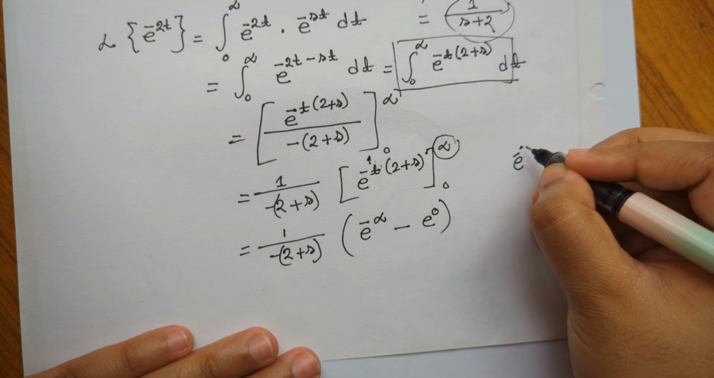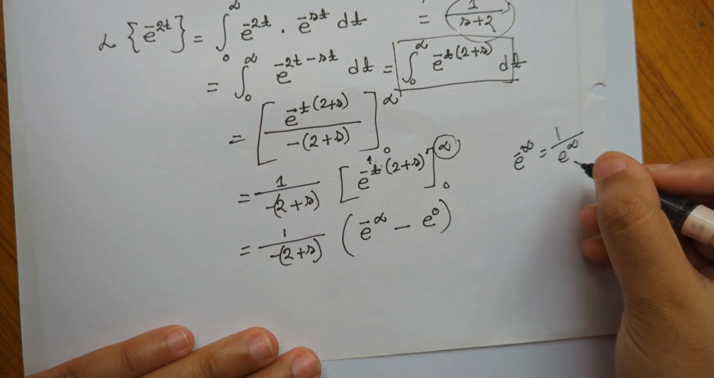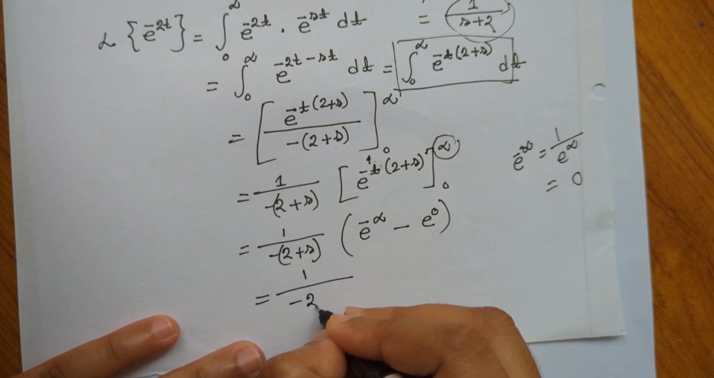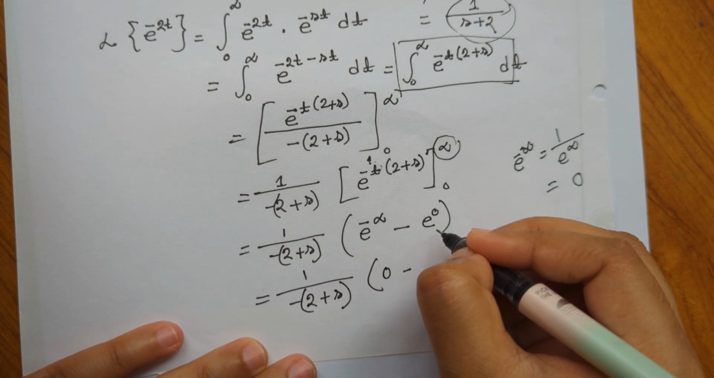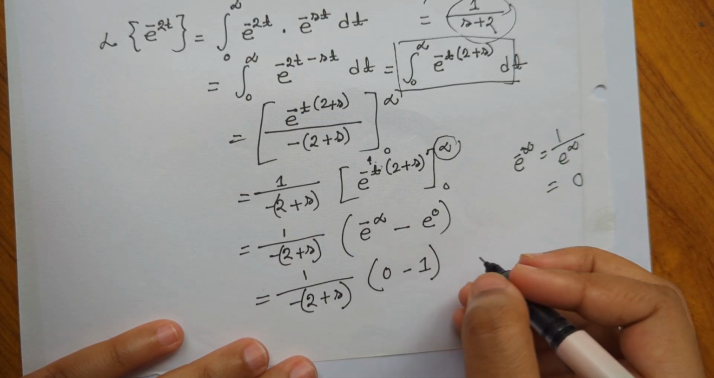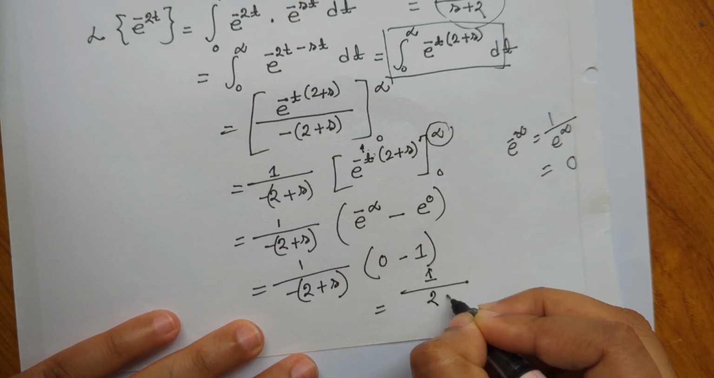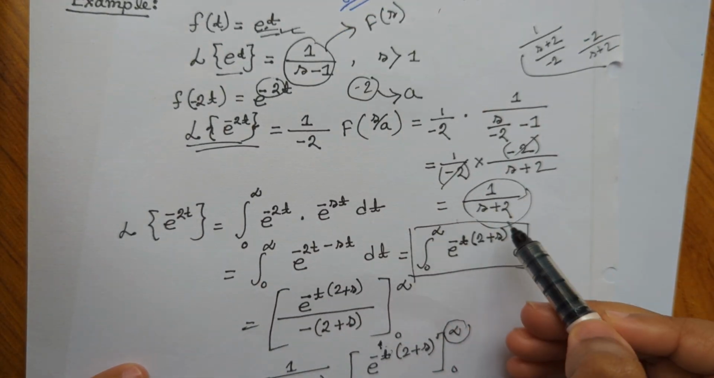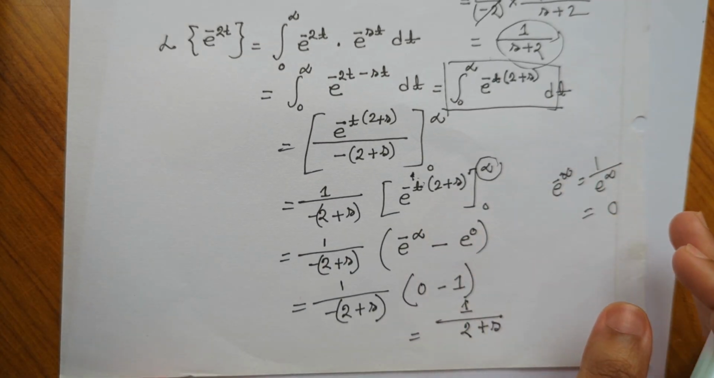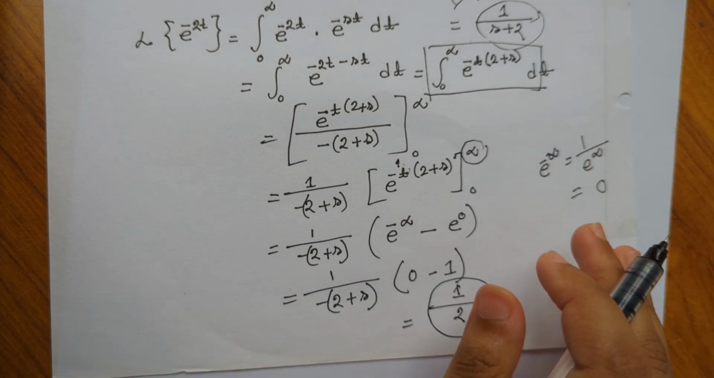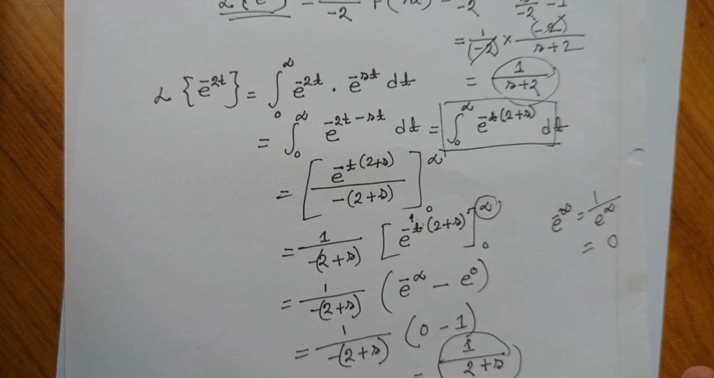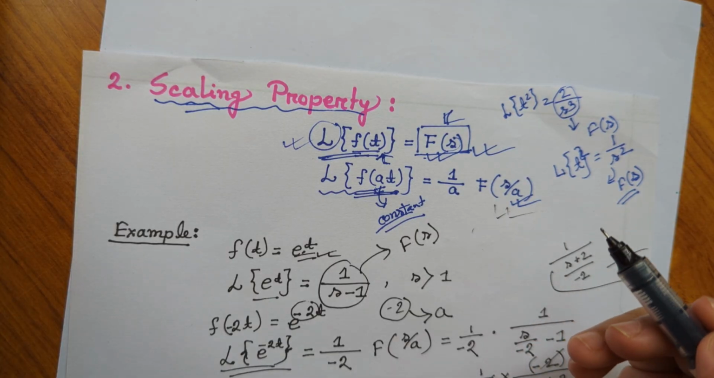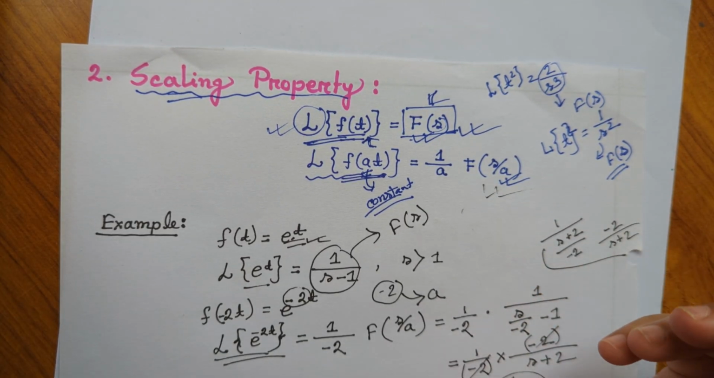And e to the power minus infinity equals 1 divided by e to the power infinity, and 1 divided by something infinite equals 0. So our ultimate result will be 1 divided by minus 2 plus s, into 0 minus e to the power 0, meaning 1. So if we remove the first bracket, we will get 1 divided by 2 plus s. Look at this. Using this scaling property, we also get 1 divided by s plus 2. And if we do the Laplace transform manually, we also get the same value. So our scaling property is proved, and using this scaling property, we can easily find any function's result using the Laplace transform. I hope you understand these two properties of Laplace transform.